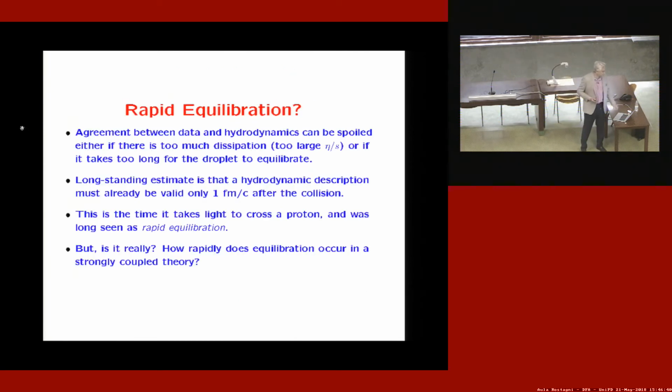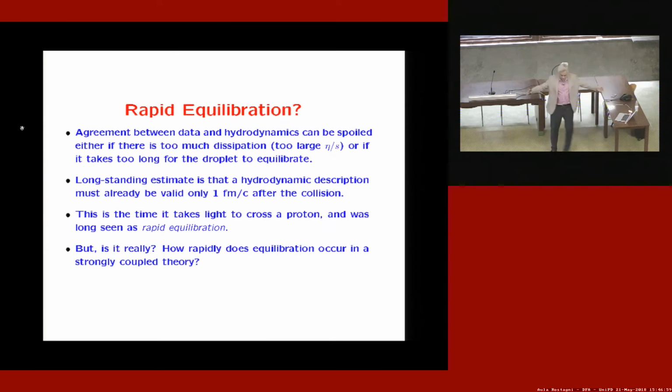Before I do, though, there's another fly in the ointment, which is when you collide two nuclei, initially you don't have equilibrium. You don't have a droplet of fluid that's been sitting there for a while in a trap. You make it in a collision. So does it equilibrate fast enough?